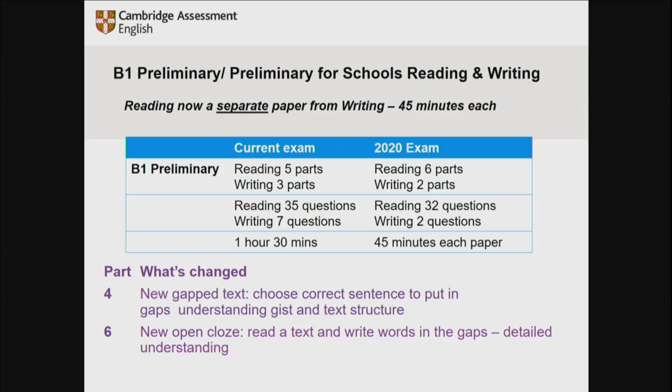Part 6 is a new open cloze task. Candidates read for detailed understanding at word and sentence level, filling in 6 gaps in a text. This predominantly focuses on grammar and aligns B1 Preliminary with all of our other exams.